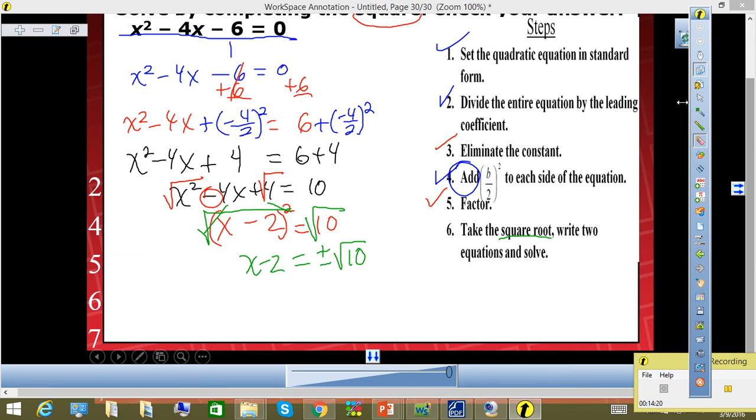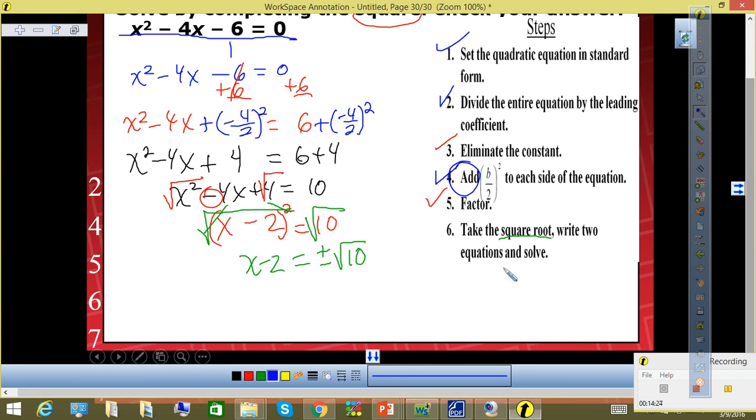It says square root. Did we do that already? Yes. Before I write my two equations, pay attention, please. I need to leave x by itself. What do I do? Add 2, so I end up with x equals 2 plus minus square root of 10.